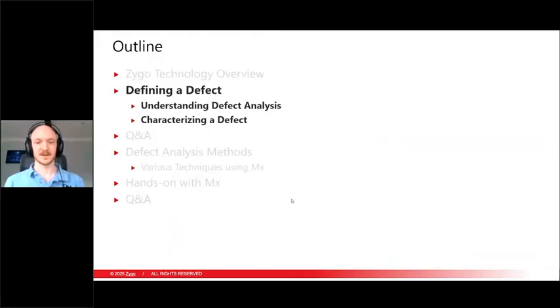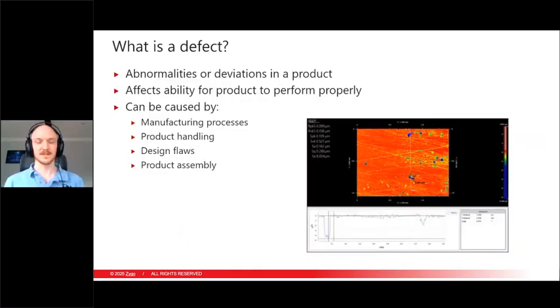So we'll get into defining a defect now. In a very general sense, a defect is any abnormality or feature or deviation in a product that affects its ability to perform properly. There can be many causes of this. I listed a few here, which would include something in the manufacturing process causing a defect. It could be the handling of the product after manufacturing, or even in assembly during that procedure. Or it could just be a flaw in the actual design of the product to begin with.